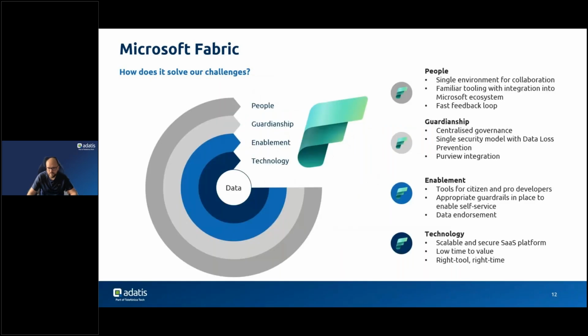So Fabric helps us with the technical components of some of those areas of consideration that I mentioned earlier. So it's given us that scalable and secure software as a service platform, which means that we can deliver value to the business really quickly without having to worry about the platform side of it, and means that we can start to use the right tool at the right time. So we don't need to worry about hopping between different tool sets. We've got everything under one roof and everything is ready for us to start using.